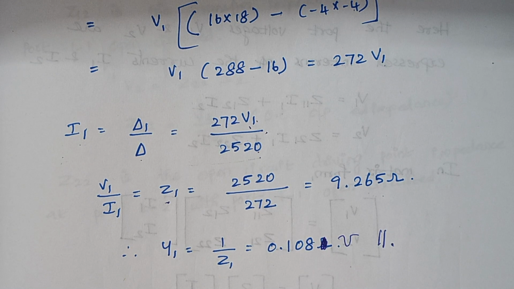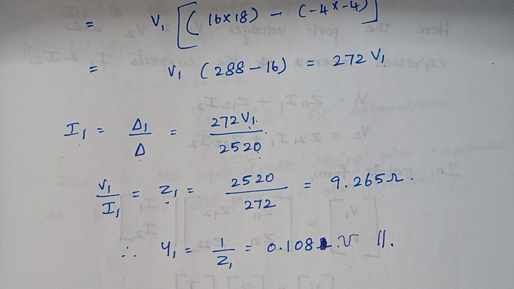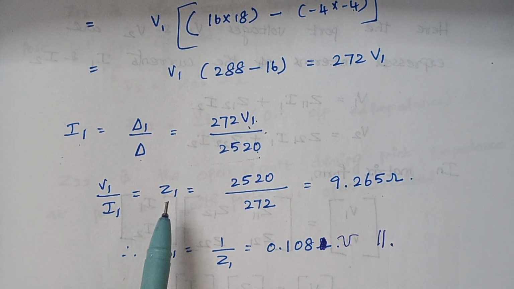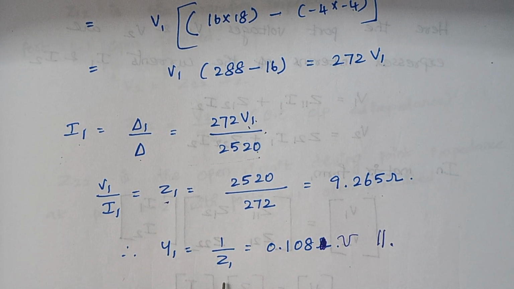Right. So again, this is a simple problem. Here the main concept is you should be very clear in writing the expressions, right? Writing the matrix. Once the matrix is done, check twice, okay, whether you have written everything correct, and then proceed with calculating the value of determinant del and determinant del 1. And when you find the ratio of V1 by I1, that gives Z1, you have to take the reciprocal to find the admittance, and the respective unit of impedance is ohm and admittance is mho.